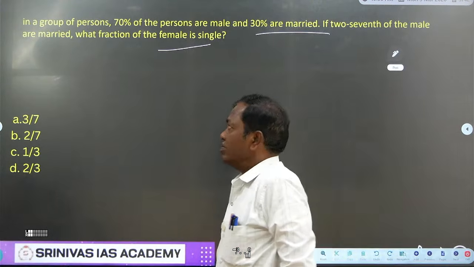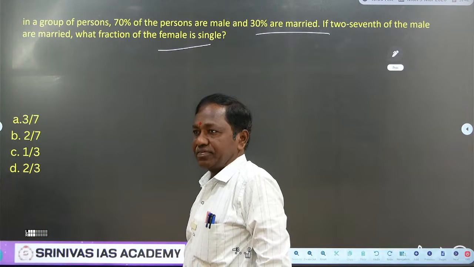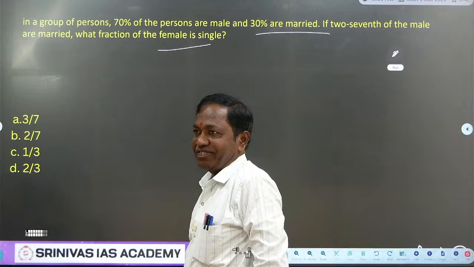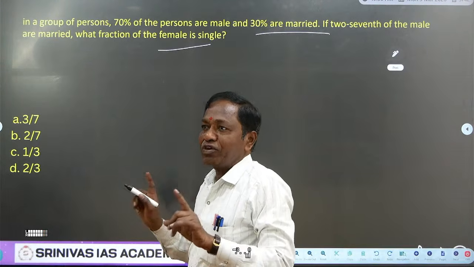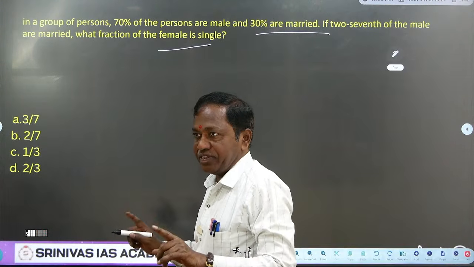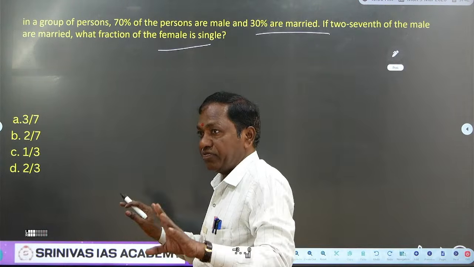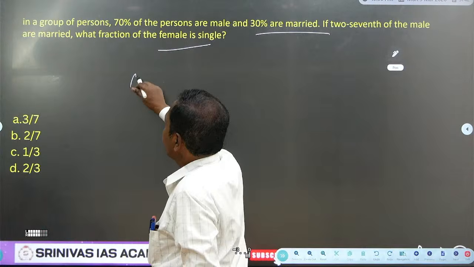Out of 100, 70 are males. What is 100? Assumption: 100 people are there. What is that 100 here? People. Group of persons is equal to 100. That's what you have to say. If you are not clarified, you can't write even an equation. The total group is equal to 100.